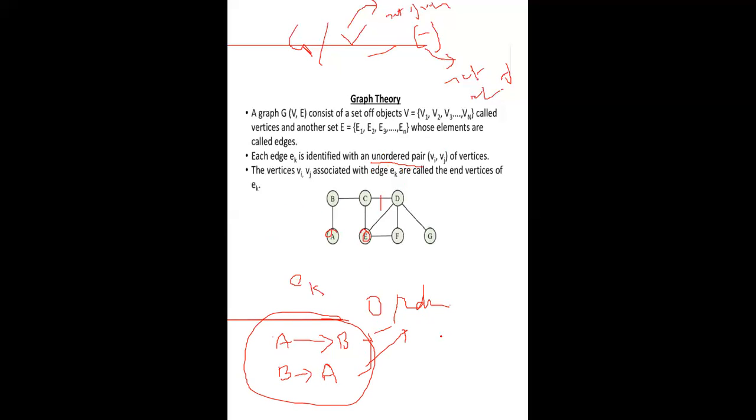When we say ordered edges, then we always say that it is a directed graph. Directed graph means there is a direction in which the edge comes, either from A to B. When we see an arrow in the graph, then it is a directed graph. When there is no arrow, then it is an undirected graph. Undirected graph means unordered pair. Either we say A to B, or we say B to A. Both are correct.